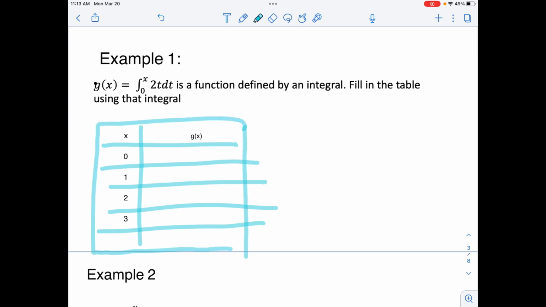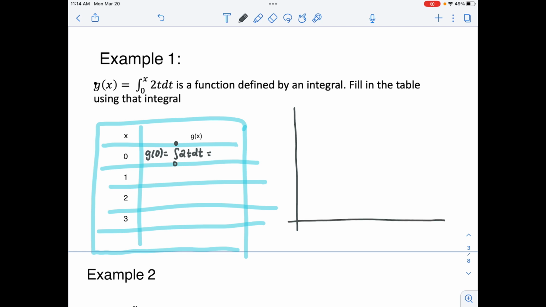Okay, so for g of 0, we know that we want x to be 0. So g of 0, what that's going to do is I'm going to plug in 0 for x, and then anywhere in the integral I saw an x, I'm going to put a 0. And so this is kind of how we set it up, but what does that actually equal? So to figure that out, we're going to have to look at the graph of 2t. So I'm going to sketch a graph over here.